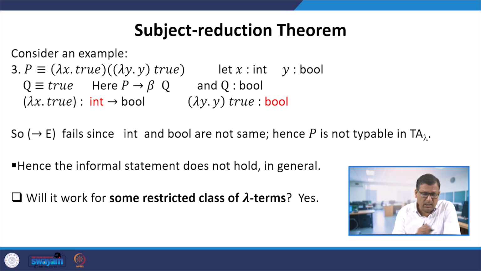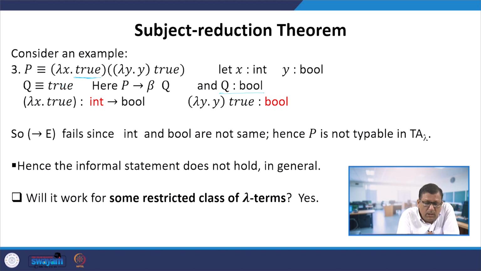So consider this example, where P is of this kind: lambda x dot true, applied to lambda y dot y true. Let x be of type int, y be of type bool, and let Q be true. Now when we do beta reduction, because it is cancelling, the result will be Q, and it is of type bool. Now we want to say what will be the type of P.